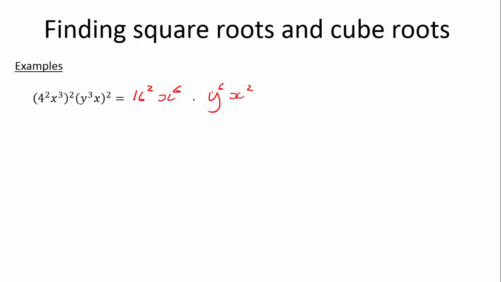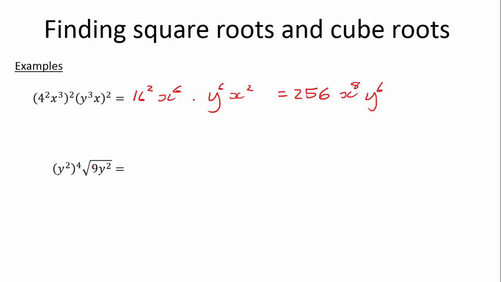Right? So now, what happens when we multiply these together, not to the power anymore? What was 16 squared? We know that was 256 from the previous example. x to the 6 plus x squared is x to the 8, and then y to the 6. That's easy. Ooh, how are we going to do this?